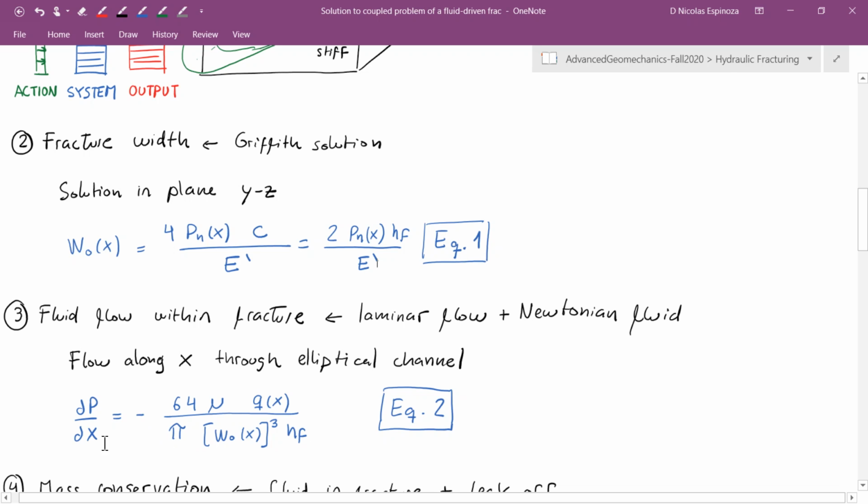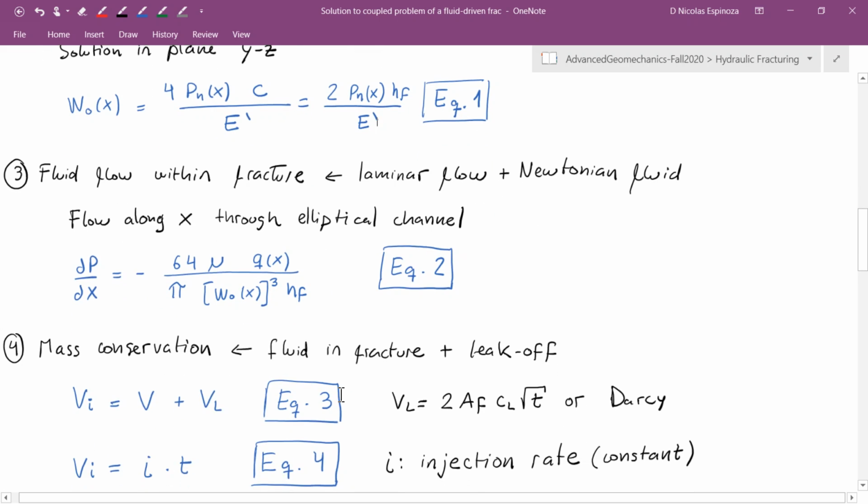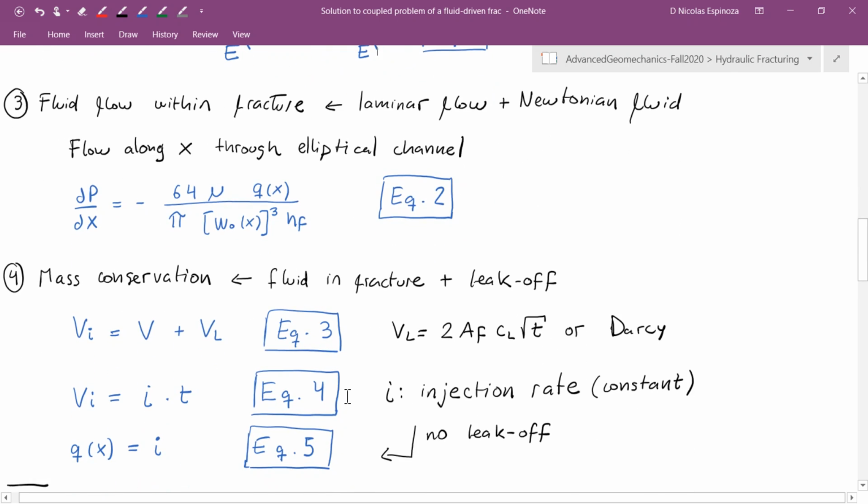All right, now that we have the pressure gradient along the fracture, we can add one more equation, and this is going to be mass conservation or material balance. In this case, we want to account for the fluid that goes into the fracture and the fluid that gets lost into the formation in the form of leak-off.